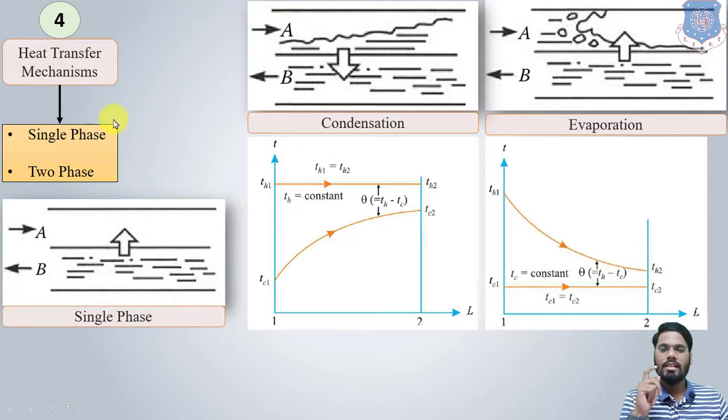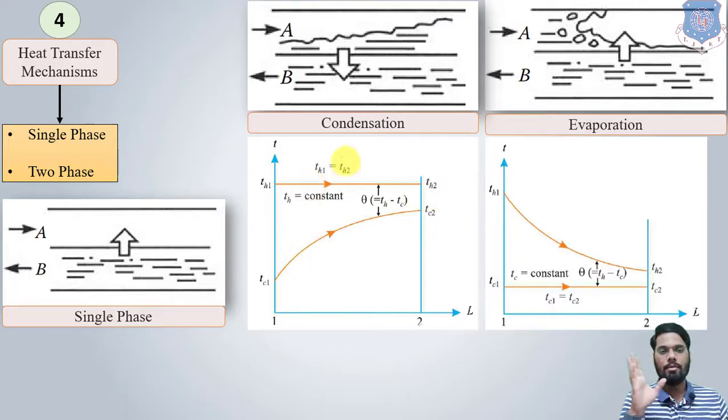Now the last one is according to the heat transfer mechanism, single phase or two phase. As we have already studied condensation in a condenser and evaporation, what happens in a condenser? We know that the temperature of the hot fluid will remain the same. Whatever heat is absorbed by the cold fluid is the latent heat released by the hot fluid. So here the temperatures TH1 and TH2 will remain the same.